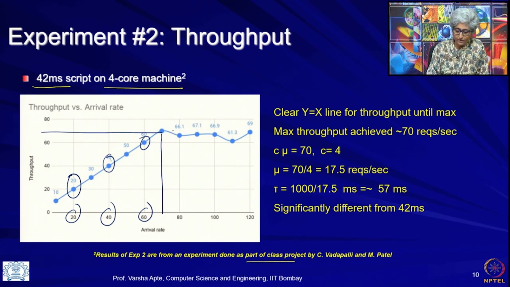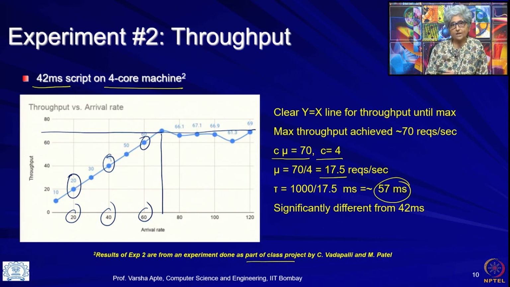And then at one point here, which is around 70 requests per second, if we just look at an average, approximately 70 requests per second is where the throughput seems to be flattening out. Now that means our C mu here is 70, since C is 4, mu is basically 17.5 requests per second. If you take the inverse of that, our tau estimate from this graph turns out to be 57 milliseconds.